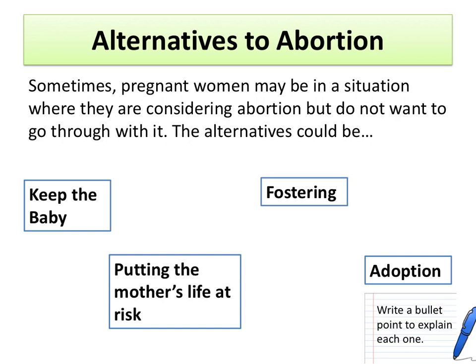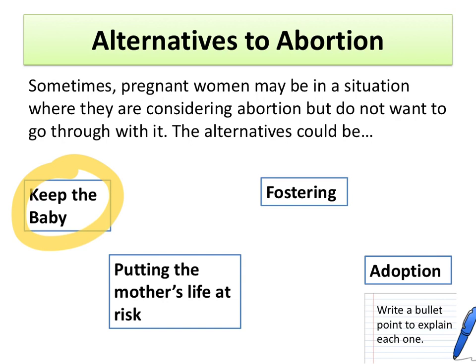So the first alternative to abortion is really simple, and it's keeping the baby. Now, this isn't ideal because obviously if somebody's considering abortion, it's likely that there's a reason why they don't want a baby. Others may argue that this is the most sensible thing to do, as often when people keep a baby that they didn't originally think that they wanted, they end up loving that child and taking care of it as well as many other people would.